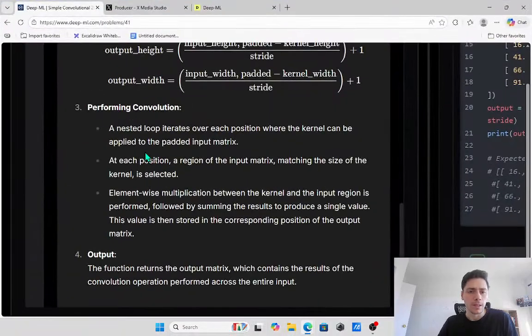Okay. At each position, let's keep dying on me. Okay, so input matrix.